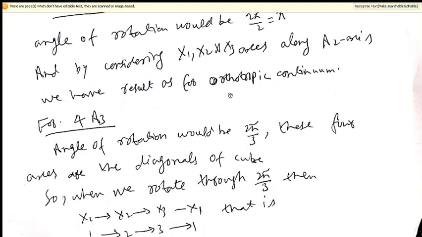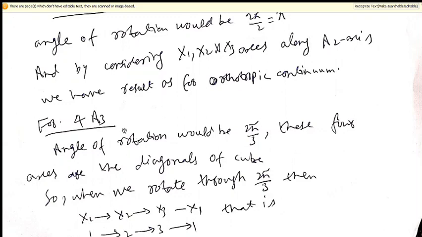So what is 4A3? 4A3 means that we have fourfold axes, threefold axis of symmetry. Threefold axis of symmetry means that we have an angle of rotation 2 pi by 3. And what are these 4 axes? These 4 axes are the diagonals of the cube. You have 4 diagonals in a cube. So by taking the rotation about the diagonal with an angle of 120, the properties of the continuum will not change.